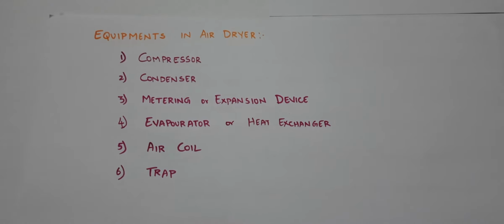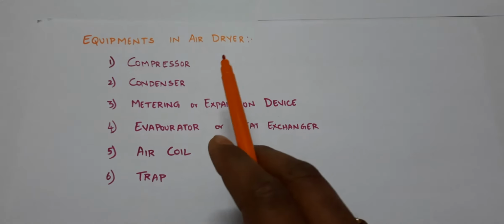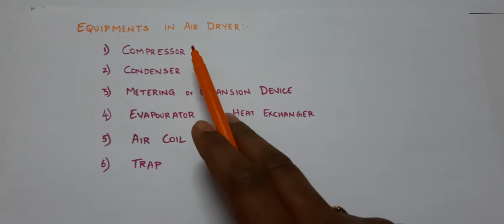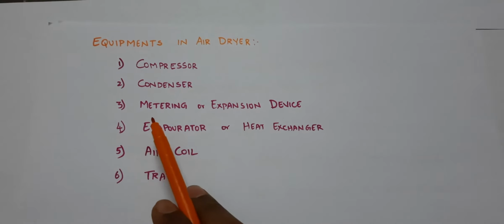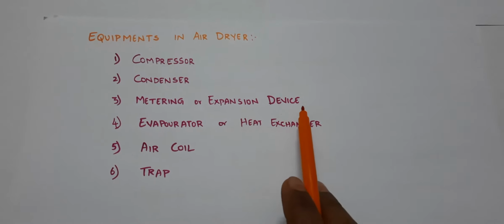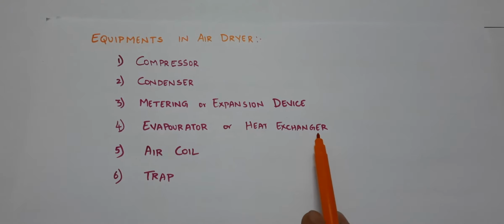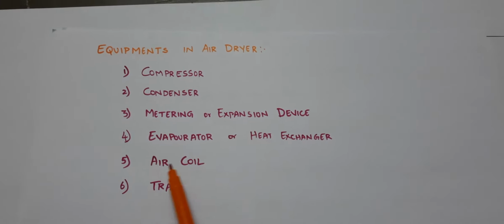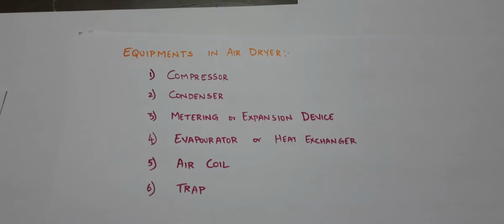Let us see what equipment is used in an air dryer. Number 1, compressor. Number 2, condenser. 3, metering or expansion device. 4, evaporator or heat exchanger. 5, air coil. And 6th is trap.